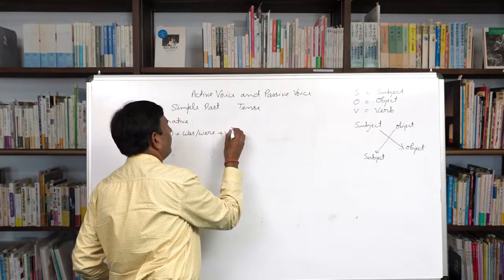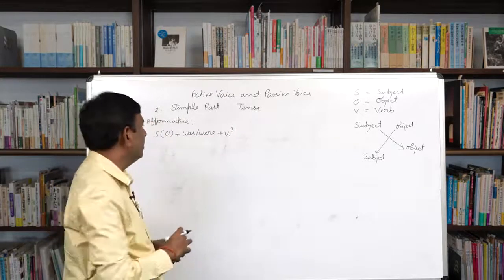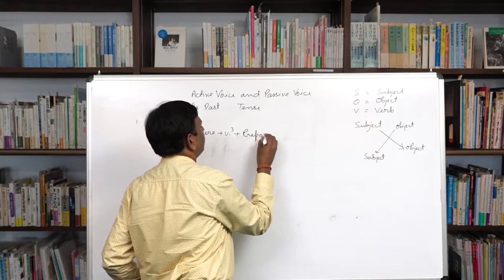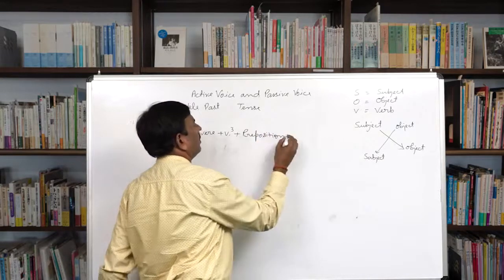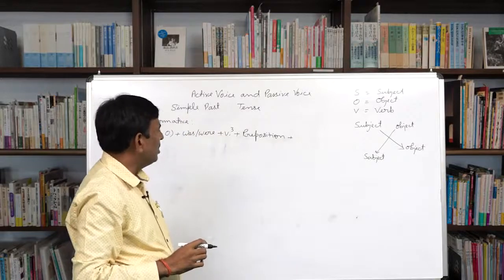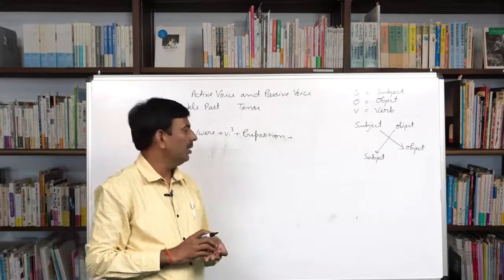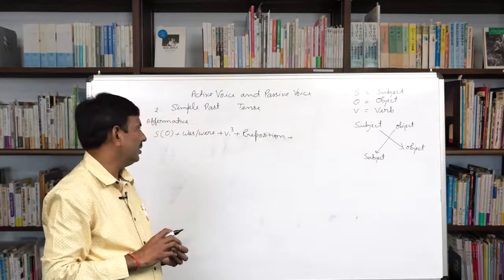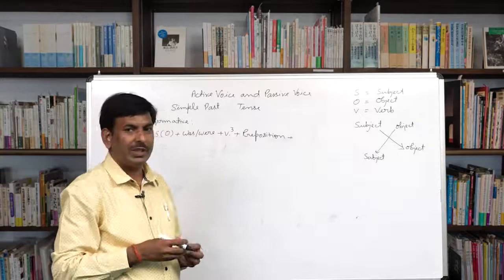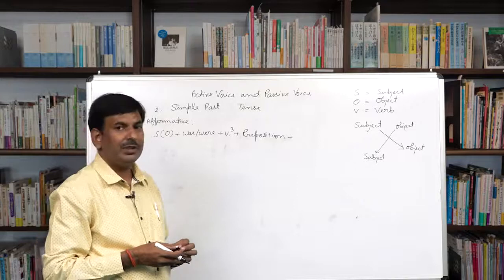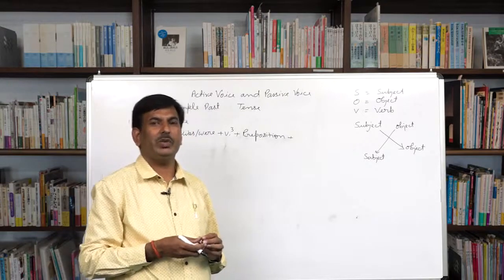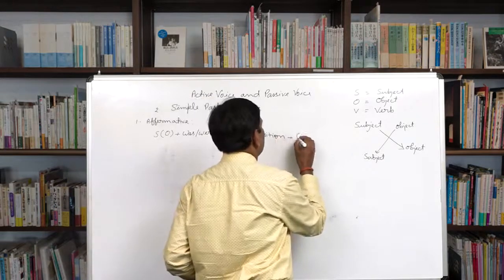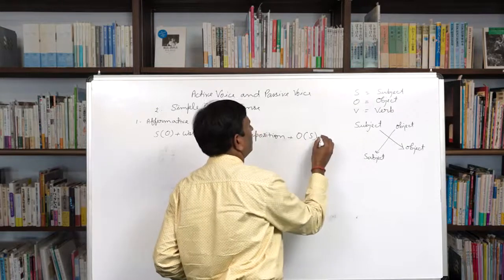After that, V3, it means third form of the main verb, which is also known as past participle, plus preposition. As you know, generally preposition by is to be used in passive voice, but according to some sense, to, in, at, with, it, and other prepositions can be used in passive voice. But whenever the doer of the action is to be given in passive voice, preposition by is to be used. After that, object, which is made from subject.